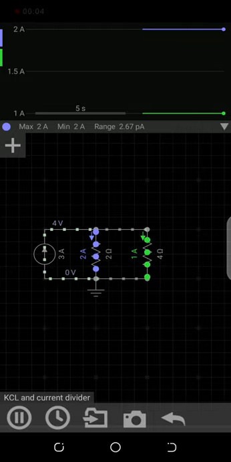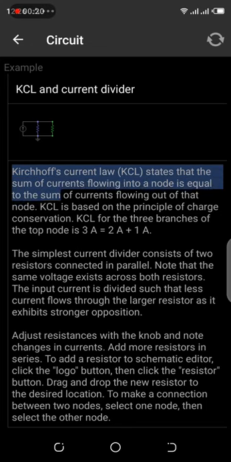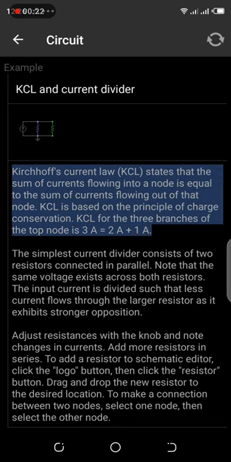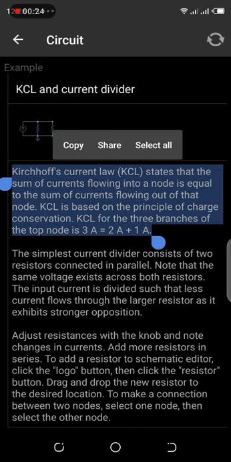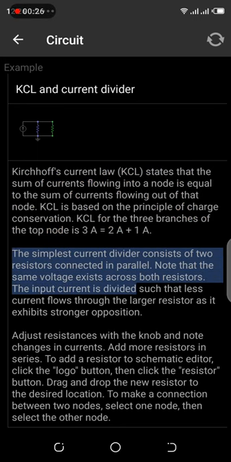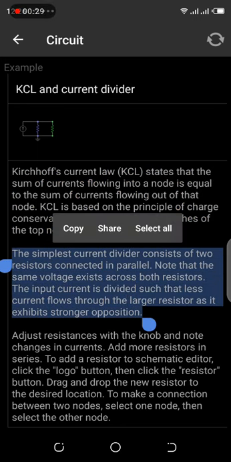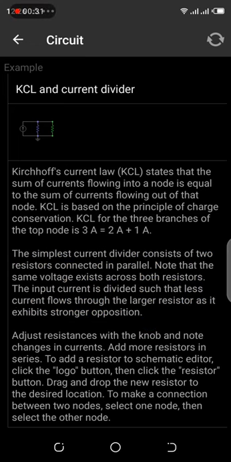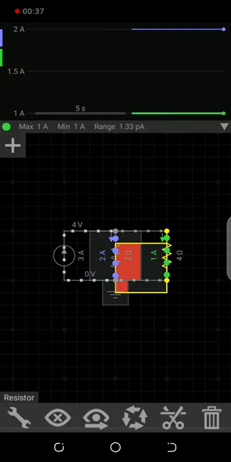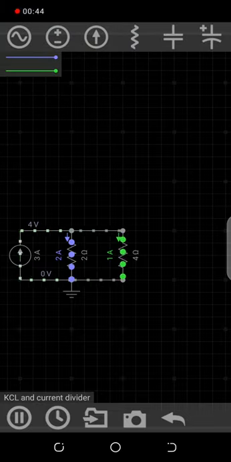This is the synopsis of Kirchhoff's current law and the current divider. Kirchhoff's current law states that the sum of current flowing into a node is equal to the sum of current leaving that node. And a current divider simply means the division of current across resistors in parallel. Here is the demo of what has been said.